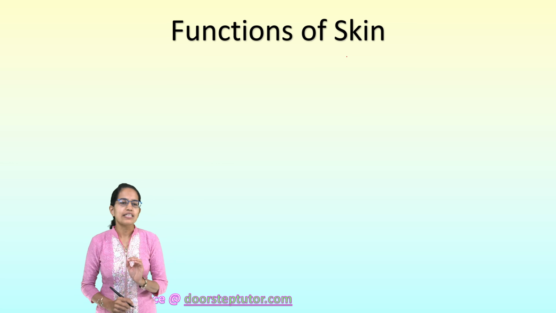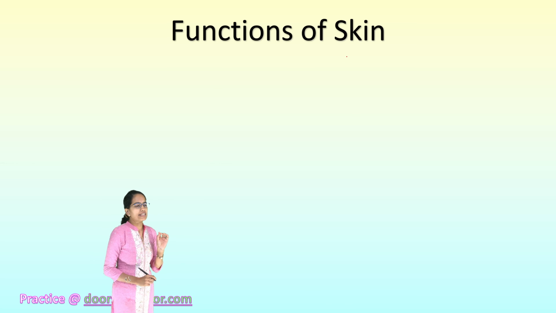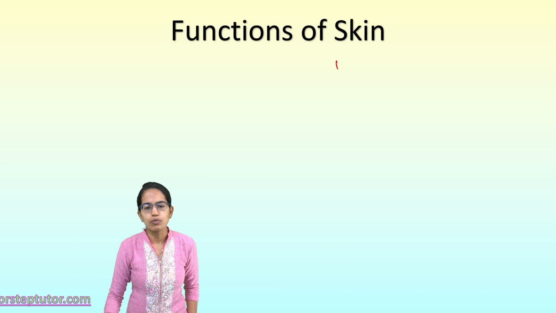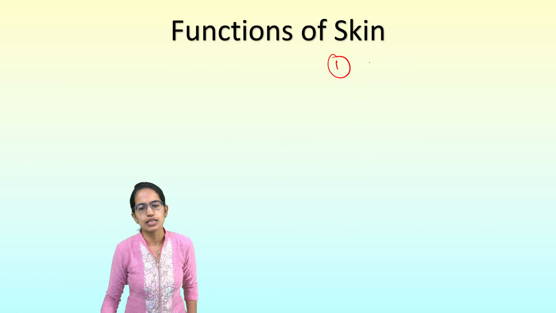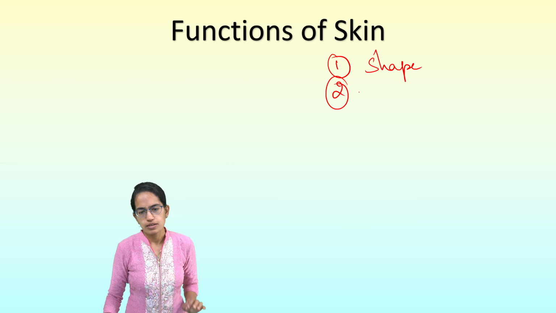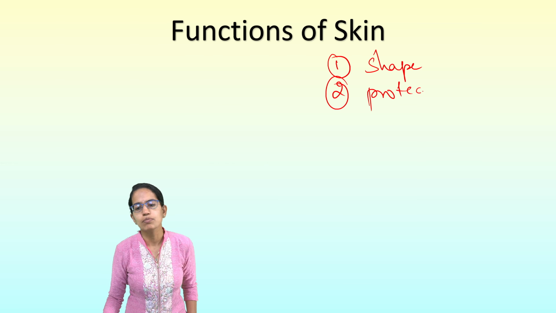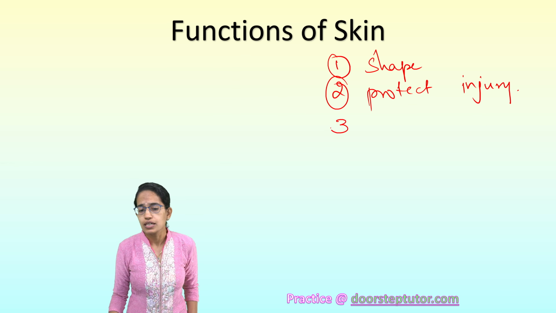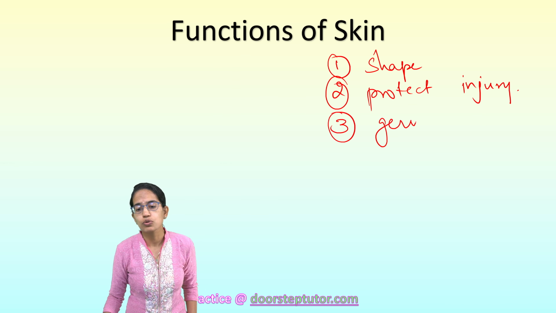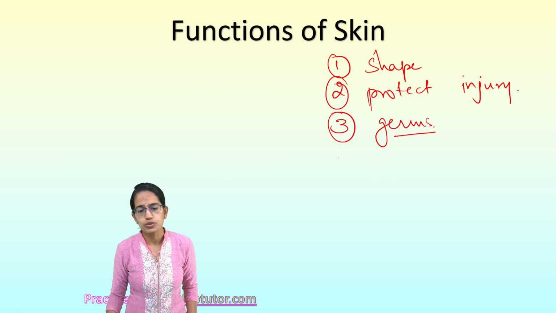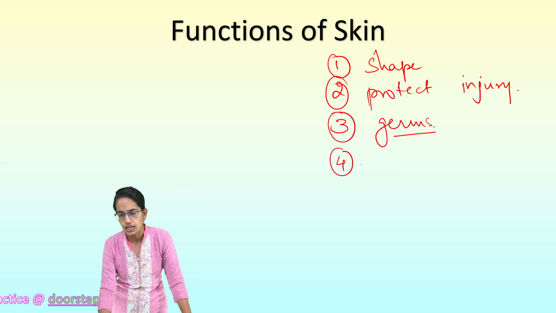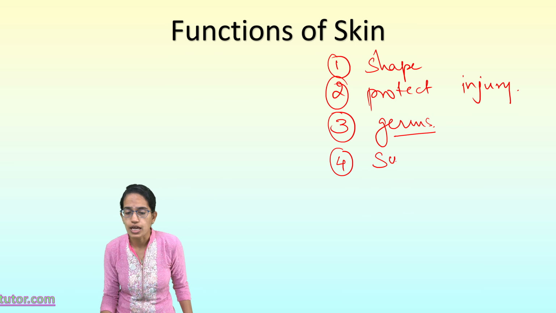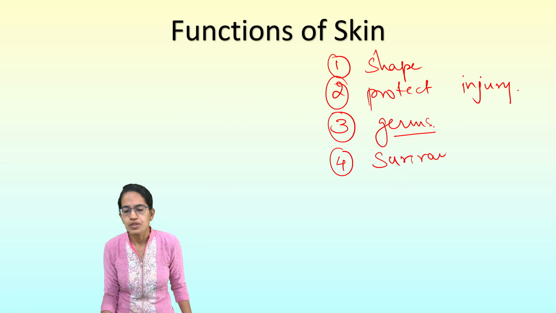Let's begin with understanding the functions of skin. As I said, the very first function and the most important function of the skin is to give shape to the body. The next important function is to protect the body from any external injury. The third important function is to prevent entry of germs. The fourth important function we can say is to prevent harmful sun rays from affecting our body.